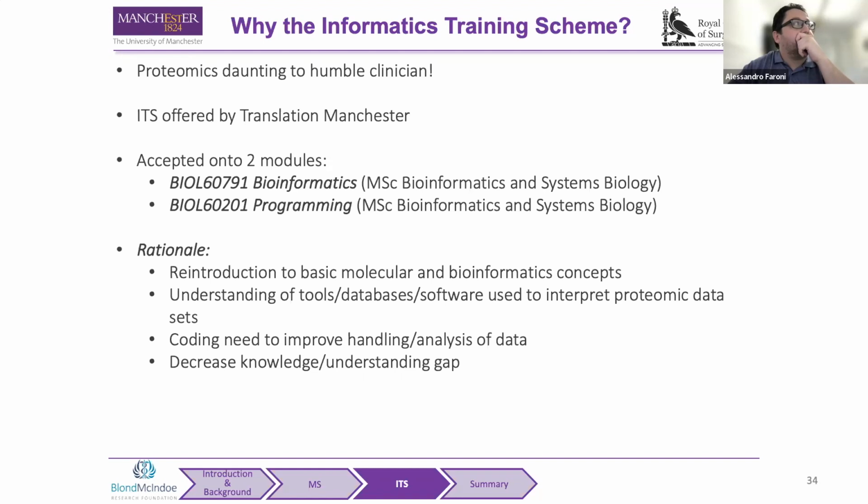Having studied the modules available, I felt that the combination of these 2 would provide me with a solid foundation of knowledge in molecular medicine as it relates to bioinformatics. More importantly, it offered a chance to understand the vast array of software, databases and approaches used to interpret bioinformatic data and proteomic data in particular.